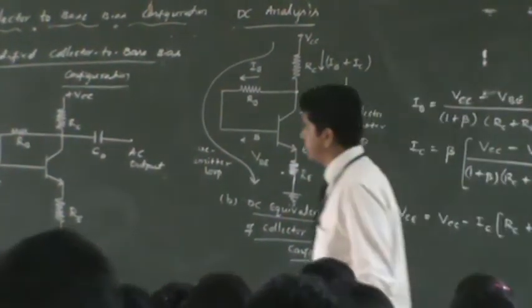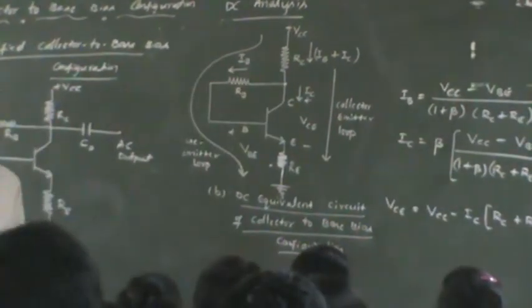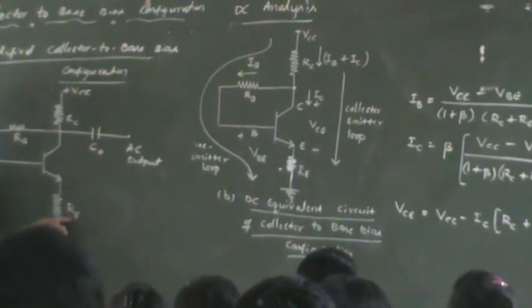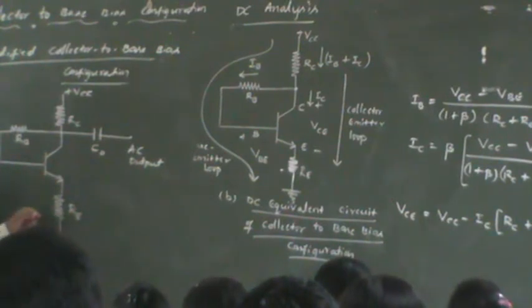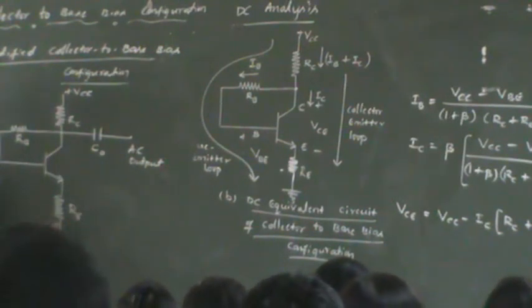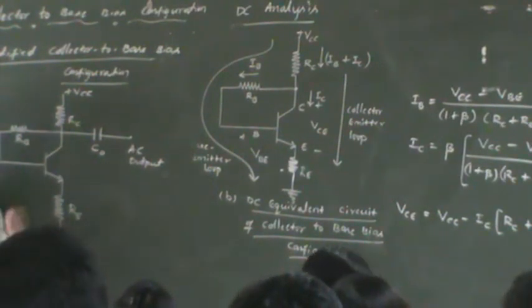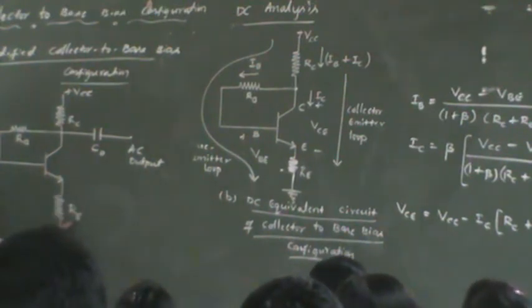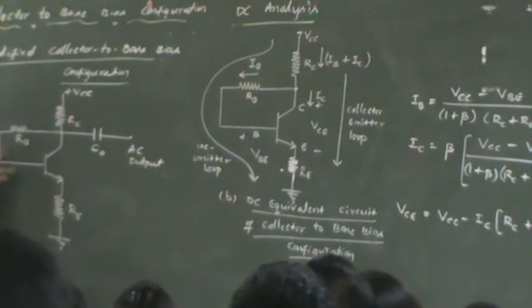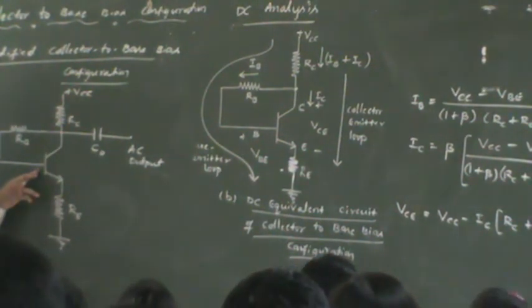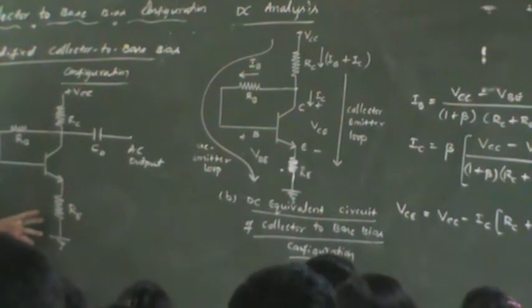Okay, now look back at the circuit. Why I have taken this circuit is because addition of RE improves stability much better. But the problem with this is that there are two feedbacks associated here. One is this emitter resistance introduces a feedback, and also there's a collector to base feedback. Both are negative, so the gain of this circuit decreases.